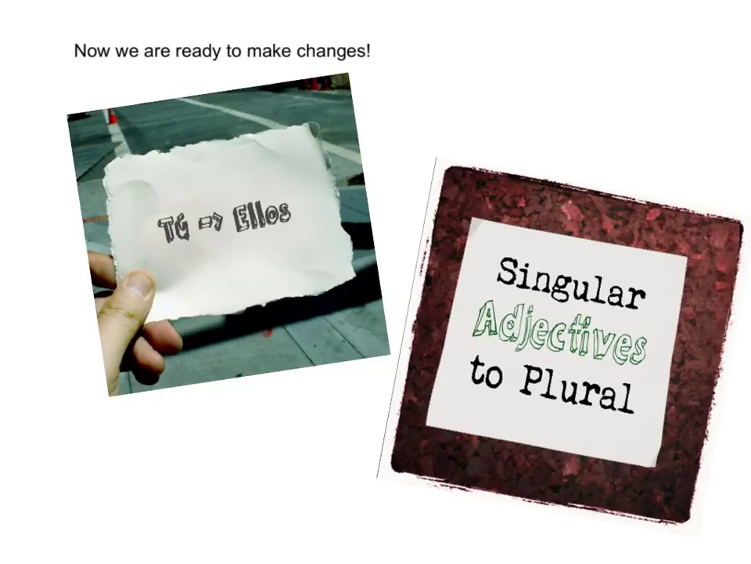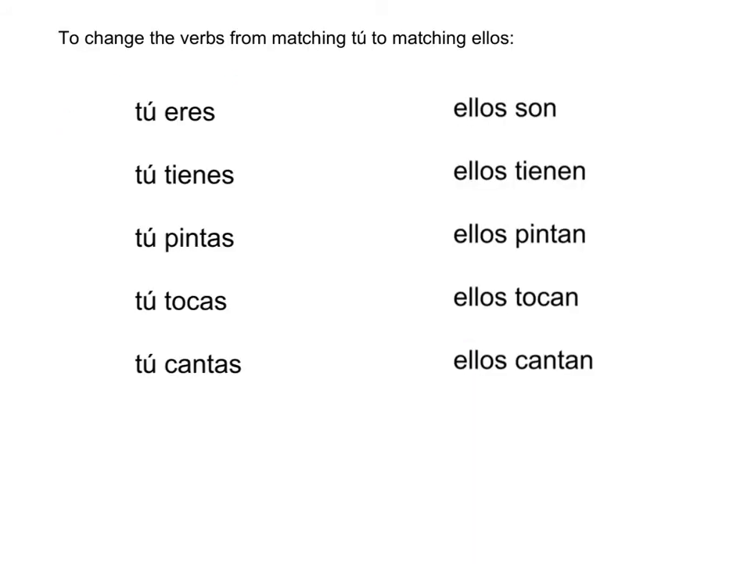Okay, now we're ready to actually go through and make the changes. The easy changes are just looking at every time you see tú, it has to change to ellos. Another easy change, every time you see a singular adjective, you need to make it plural. For most of these, that means just adding an s to make it plural.